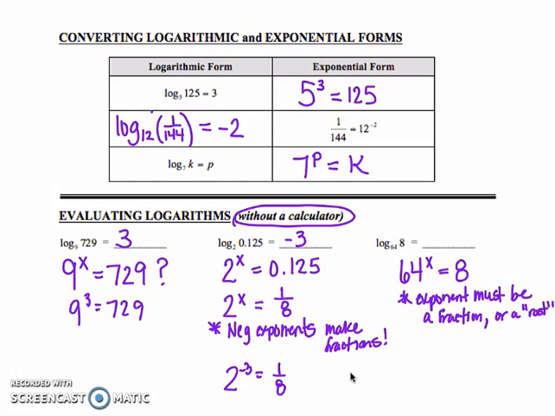or a root. So 64, what root of 64 is 8? Well, the square root of 64 is 8. And as an exponent, a square root is a 1/2 power. 64 to the 1/2 power is 8, right? This is really saying the square root of 64 equals 8. So that means that this logarithm is equivalent to 1/2.